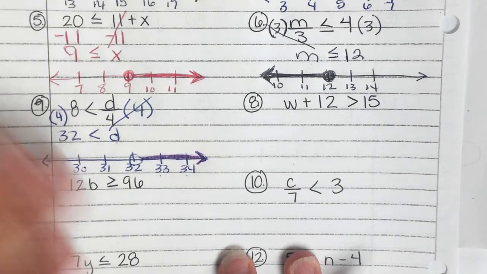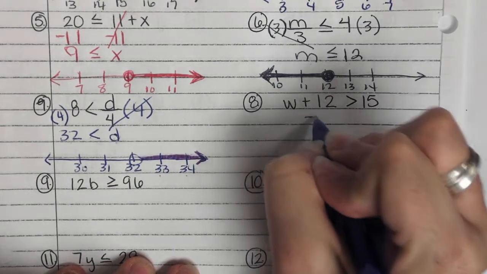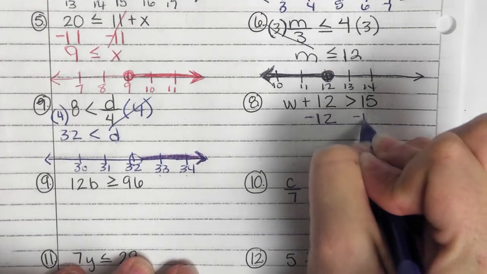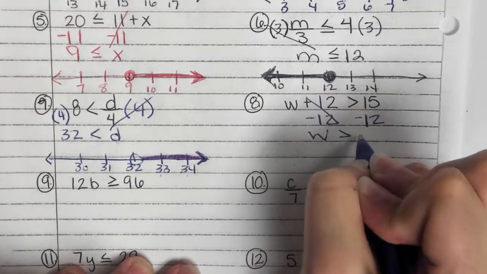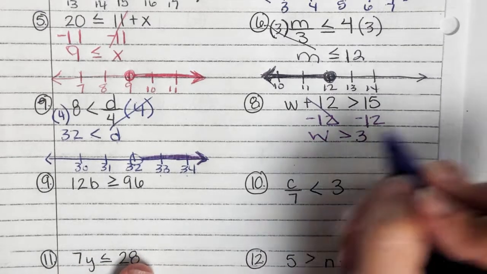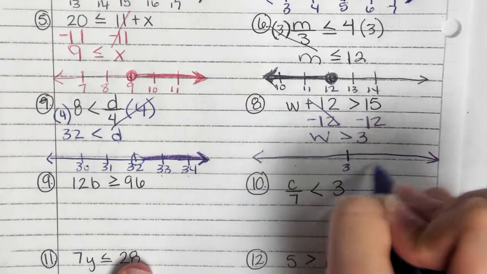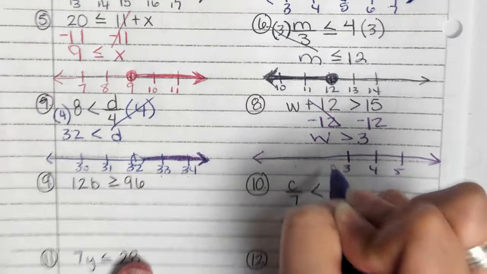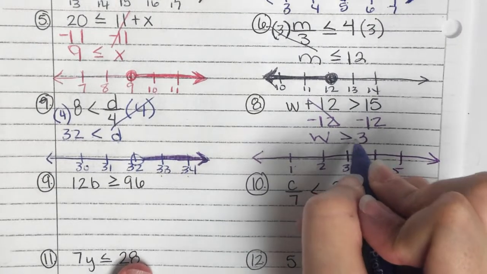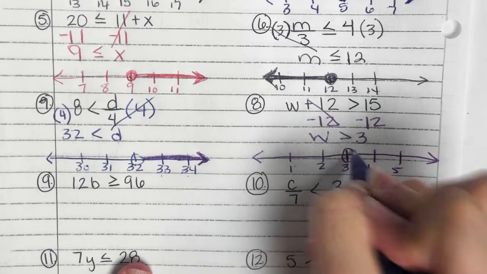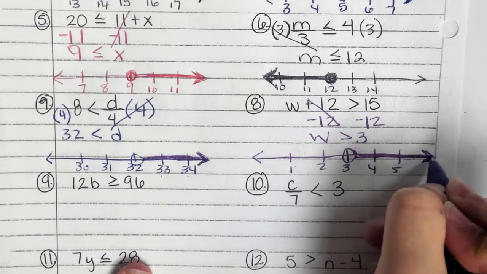So, looking at number 8, here we go. It's W plus 12. The opposite is minus 12. Gets rid of the 12s, leaving me with W is greater than 3. Making a number line. If W is greater than 3, I need an open circle at 3 and everything to the right of it shaded because it is greater than.